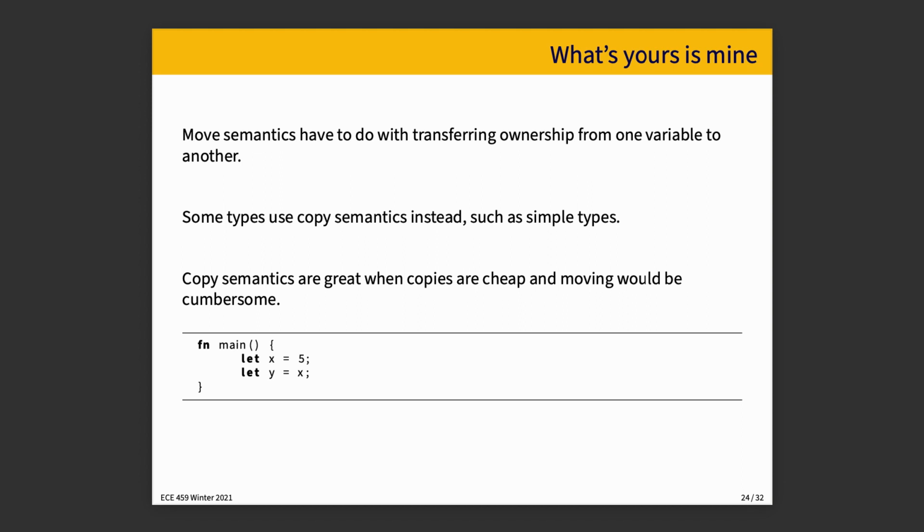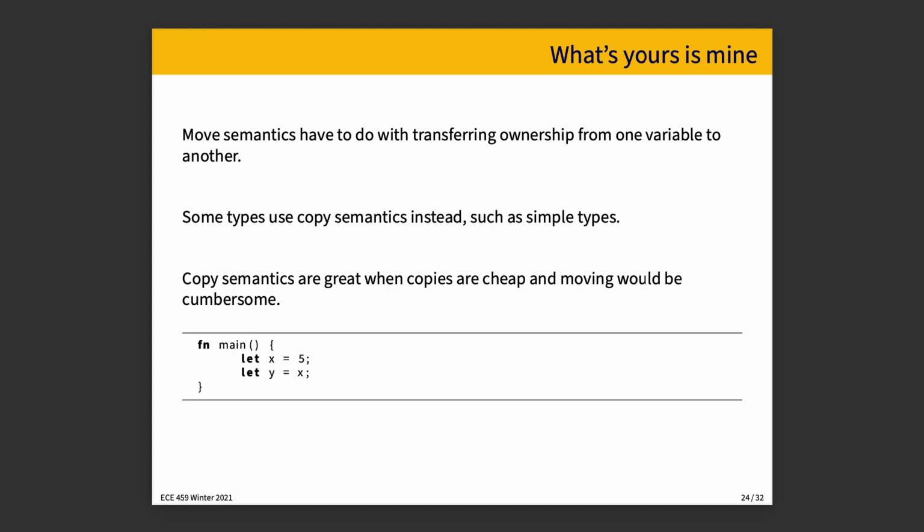Some types use copy semantics instead, such as simple types. And copy semantics are great when it's cheap to do a copy, and moving would be kind of cumbersome. You will know which types do copy because basically it is simple types, stuff like integers, booleans, floating points. And if you've skipped ahead a little bit and we've talked about traits, then something that implements the copy trait has copy semantics by default. It means the size has to be known at compile time and has to be stack allocated, or at least possible for it to be stack allocated. But if that's too confusing, don't worry about it. Just some things are copyable and others move.